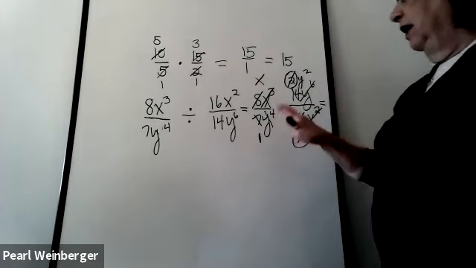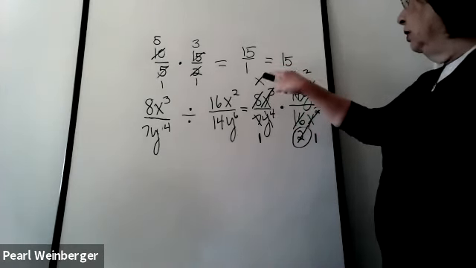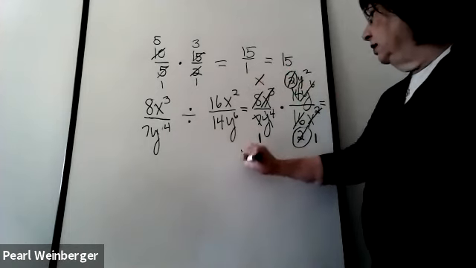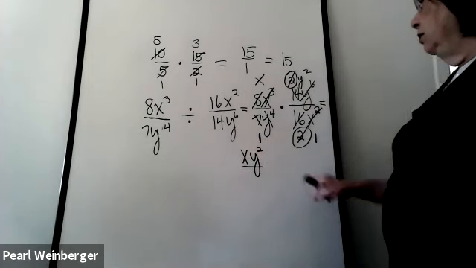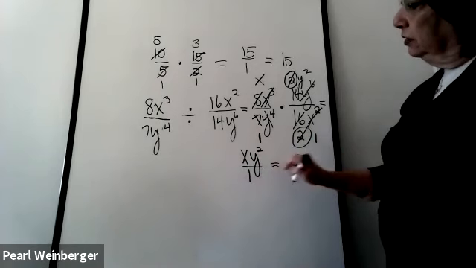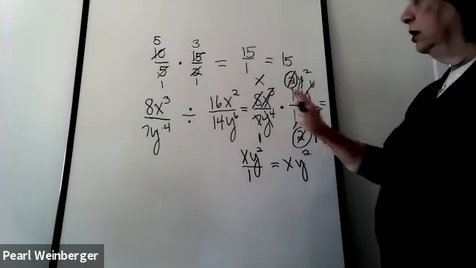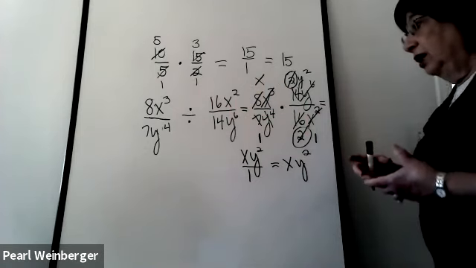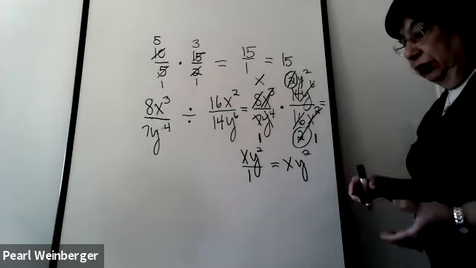And now you have to be very careful because it can get rather messy. Let's see what we're left with. In the numerator, I have an x and a y squared, so that's xy squared. And in the denominator, I have 1 times 1, which is 1. And remember, when the 1 is in the denominator, I don't have to put it in. I could just write my answer as xy squared. That's how we multiply and divide rational expressions.